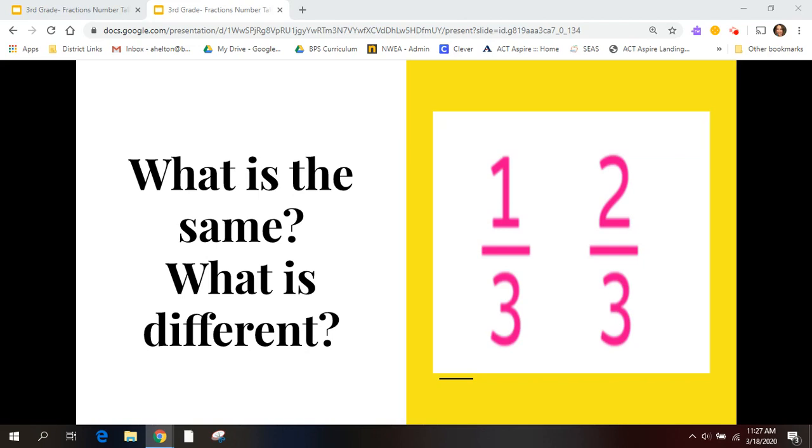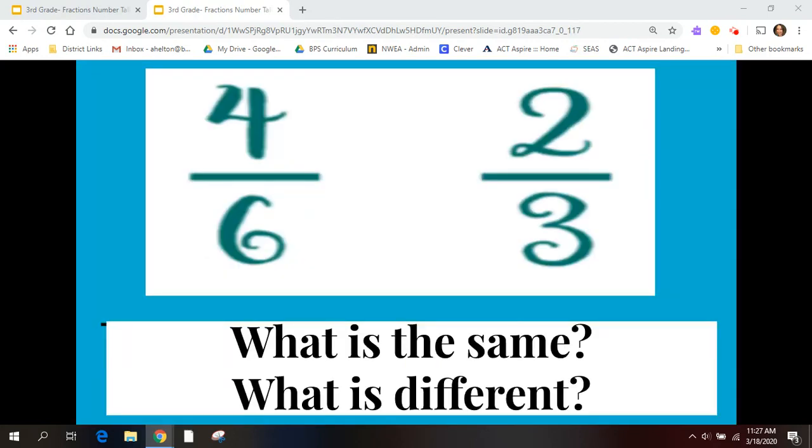Which one of those fractions would be greater, 1/3 or 2/3? 2/3, that's right, because we would have 2 of the pieces instead of 1. So 2 pieces of the third would be greater than 1 piece of the third. That's right. Okay, let's look at this one.